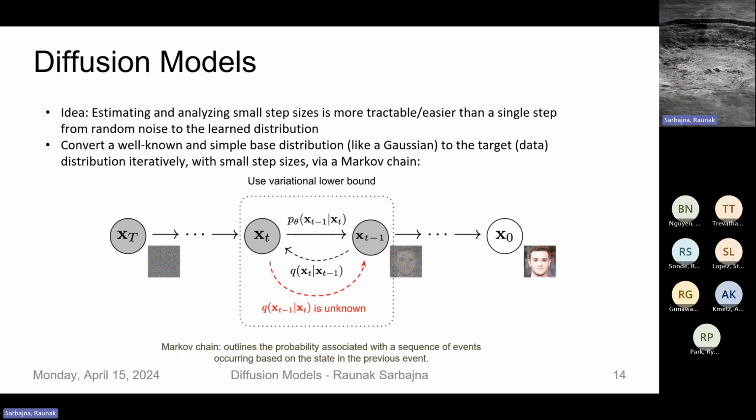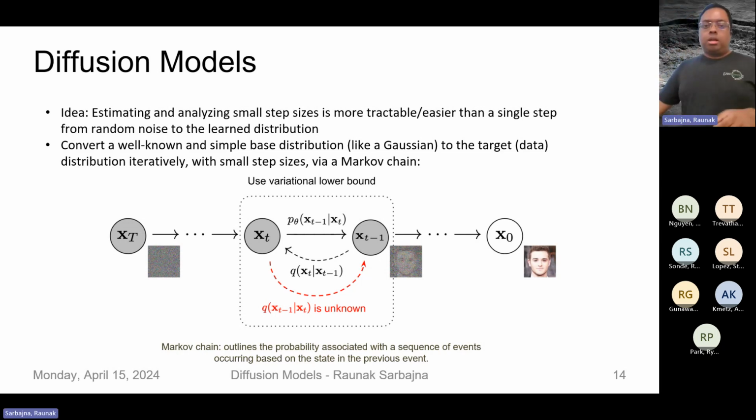So if this is valid, then it's a Markov chain. If we know xt given xt minus 1, then that's a Markov chain. If you have any questions, if you're having trouble understanding what I'm talking about, you can ask me now.